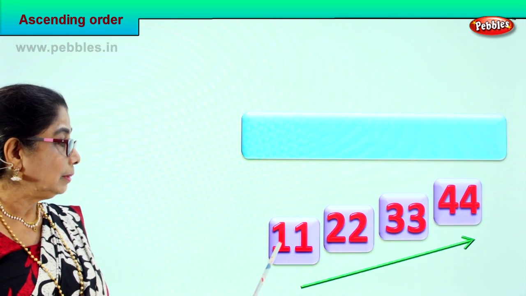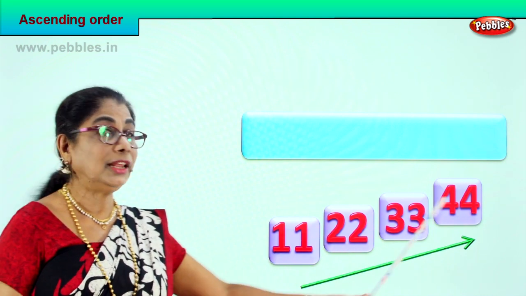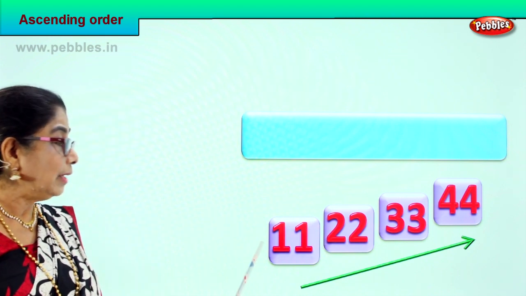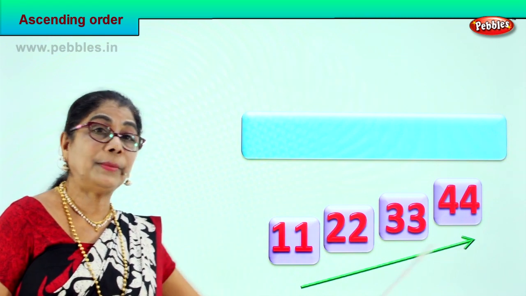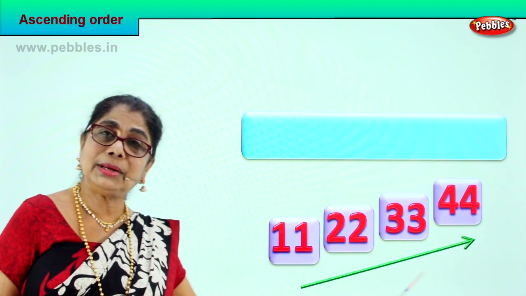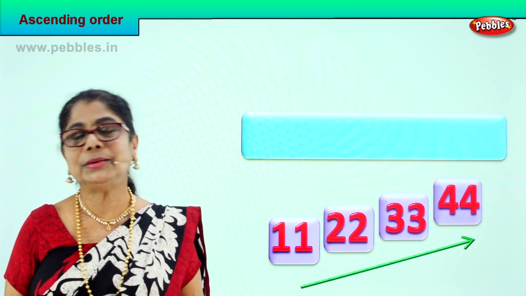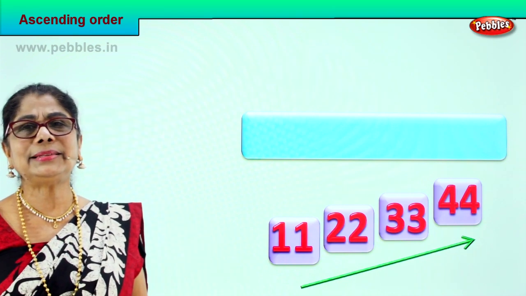Look. 11, 22, 33, 44. When we are placing them in ascending order, 11 is the smallest and 44 is the biggest. So we have placed them all correctly in ascending order. Did you enjoy? Good. Let's go to another exercise.